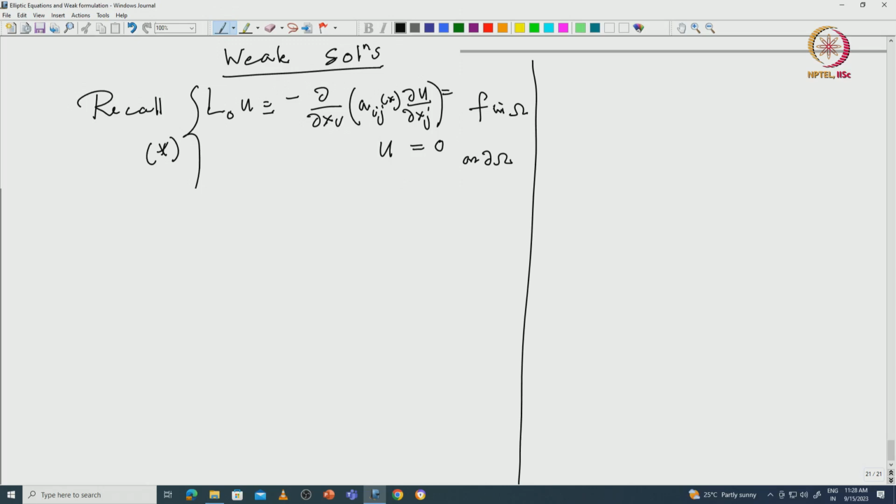This is your Fv. Fv is in L2. You can take L2 actually. And this is your A(u,v). So your problem is, that implies you look for u in H1 naught of omega such that A(u,v) is equal to F(v) for all v in H1 naught of omega.